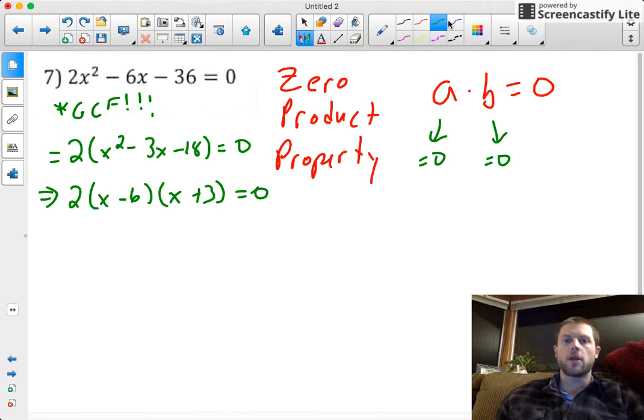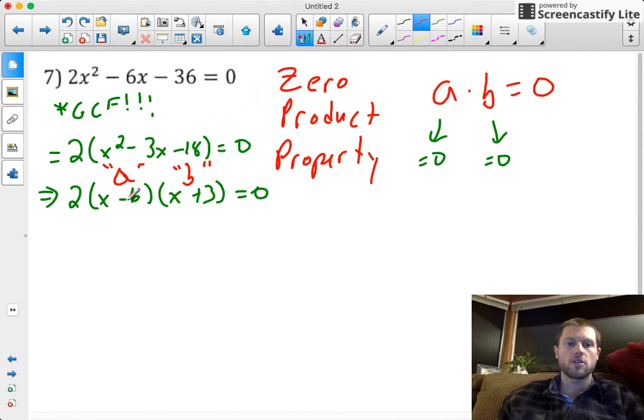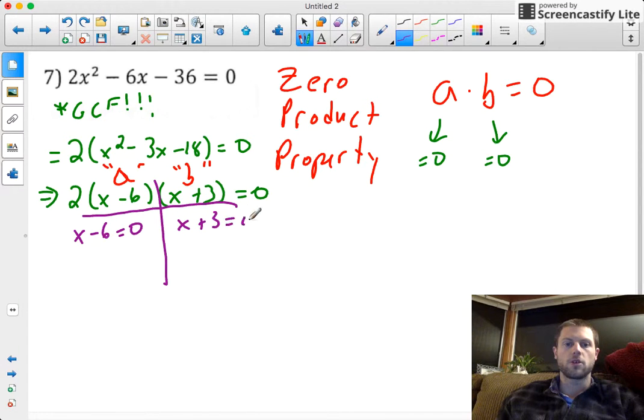At this point, I want to split my factors. This is basically like my a, and this is basically like my b over here. So that means that either this could equal 0, that makes this whole thing 0, or this could equal 0 to make this whole thing 0. So this is when I'm going to split, and I'm going to set this factor equal to 0, and this factor equal to 0.